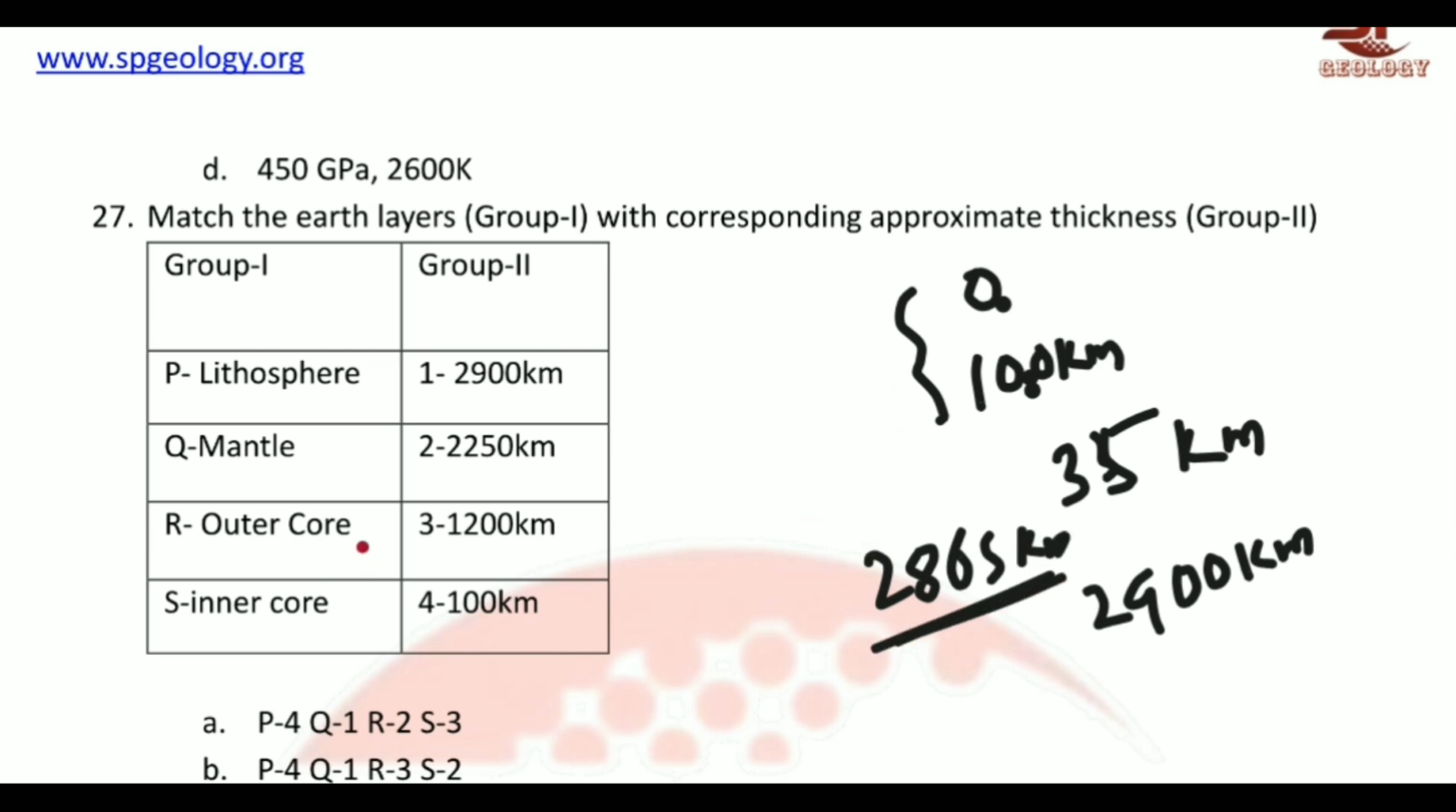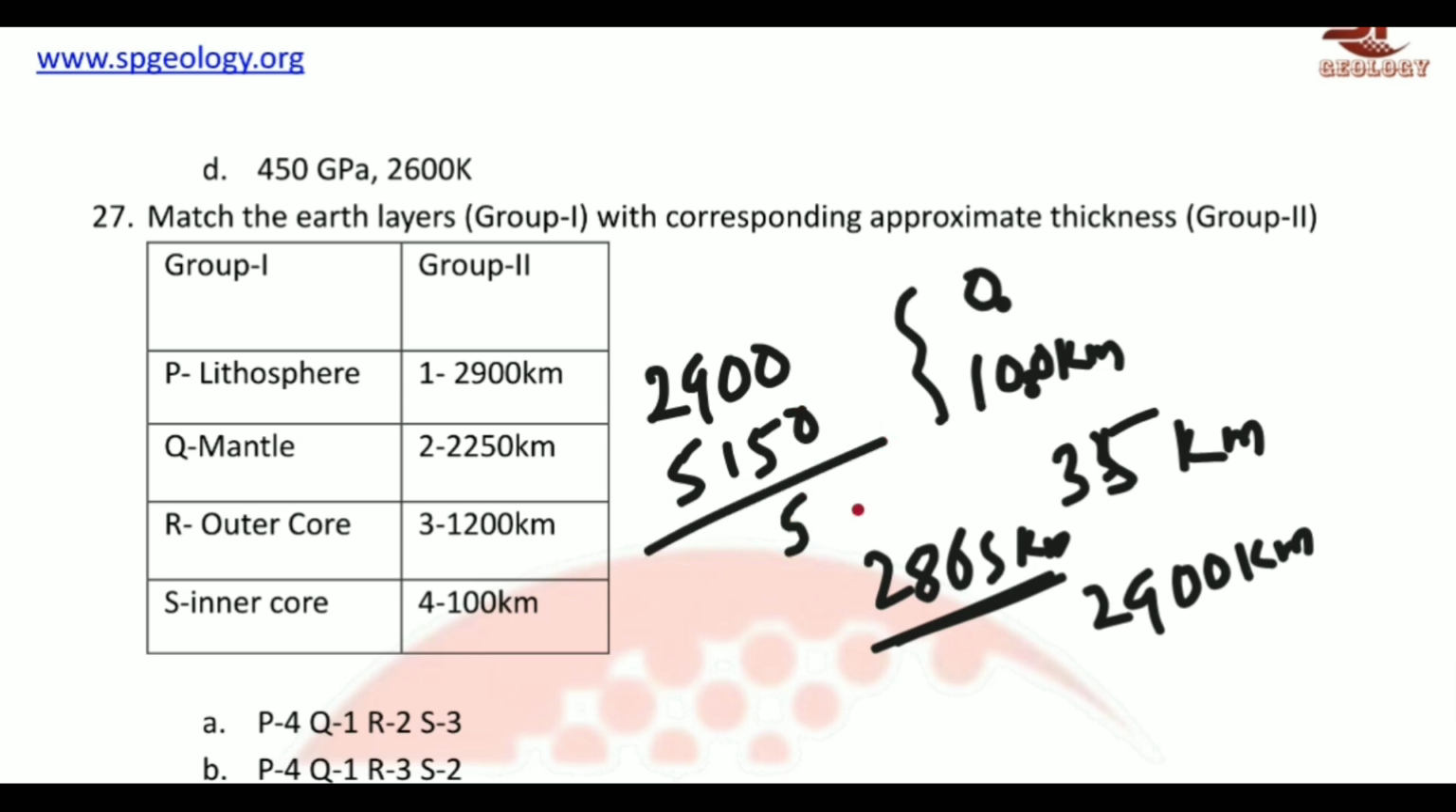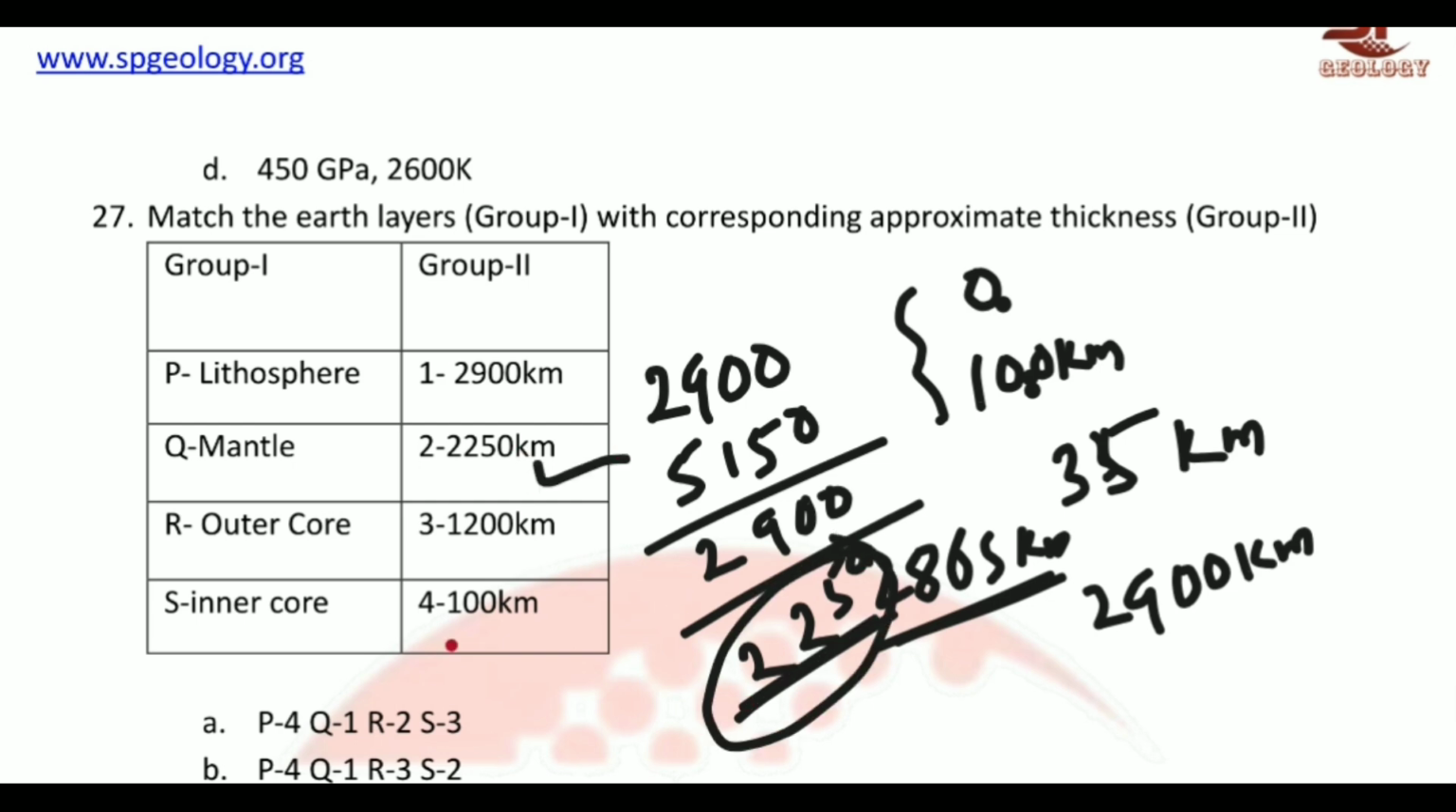Then comes the outer core. It is from 2900 to 5150. So 5150 minus 2900 will be 2250 km. Correct, 2250. So the lithosphere is 100 km, and the mantle is approximately 2865 or 2900.